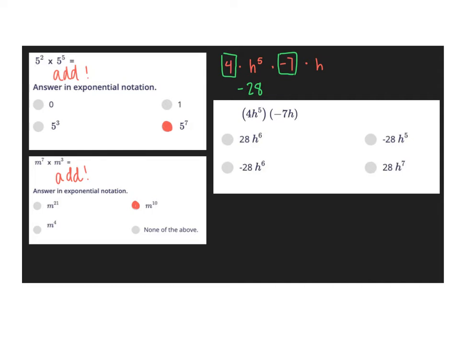From there, I can multiply my numbers that are written in exponential notation. So I have h to the 5th times h to the, there's an invisible 1 first. And just like these two over here to the left, when we're multiplying numbers that have the same base, we add the exponents. So this is the same thing, times h to the, well, this is a 5 plus a 1, 6 power. Okay, and we can simplify our answer even more by just removing that times sign. So this would just be negative 28 h to the 6th power. So our answer here would be this one.